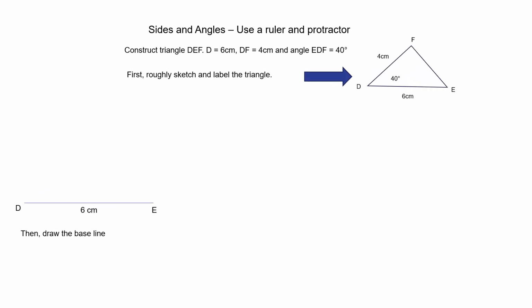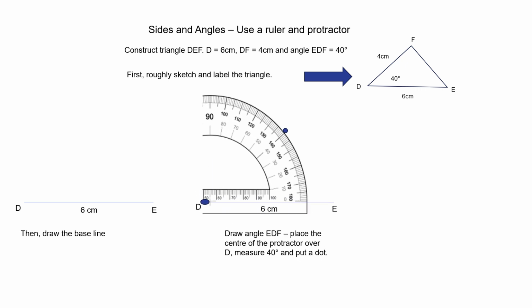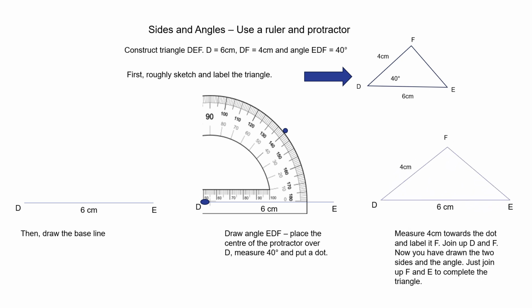Then draw the baseline. Draw angle EDF, place the center of the protractor over D, measure 40 degrees and put a dot. Measure 4 centimeters towards the dot and label it F. Join up D and F. Now you have drawn the two sides and the angle. Just join up F and E to complete the triangle.